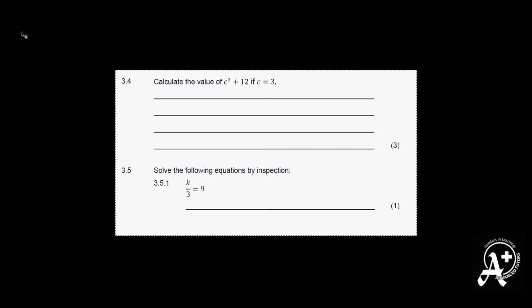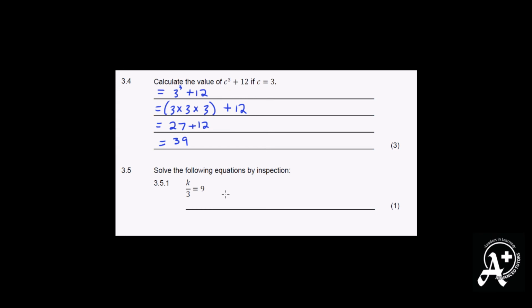In 3.4, they say calculate the value of C cubed plus 12 if C is equal to 3. This is simply where we have to substitute in the variable. They tell us C is equal to 3, so we can put that 3 in there. C cubed becomes 3 cubed, or 3 to the power of 3, plus 12. 3 to the power of 3 is the same as 3 times 3 times 3, plus 12. 3 times 3 is 9, times 3 is 27, plus 12 gives me 39.